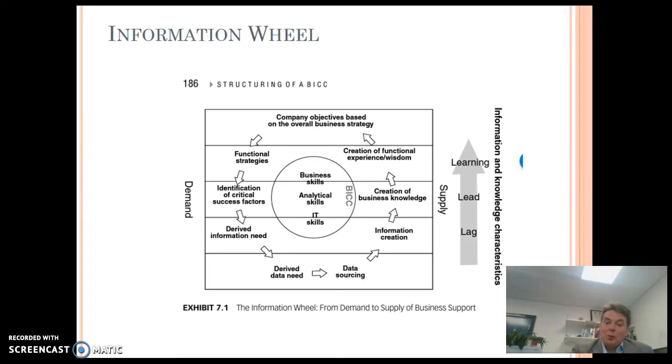So, we kind of think about this as an information wheel. We've got company objectives at the top, high-level strategy, and data at the bottom. So, our overall business strategy leads to some functional strategy where we identify critical success factors. What information do we need, and where's the data? So we then create information that results in knowledge, and then we get wisdom and experience out of it.